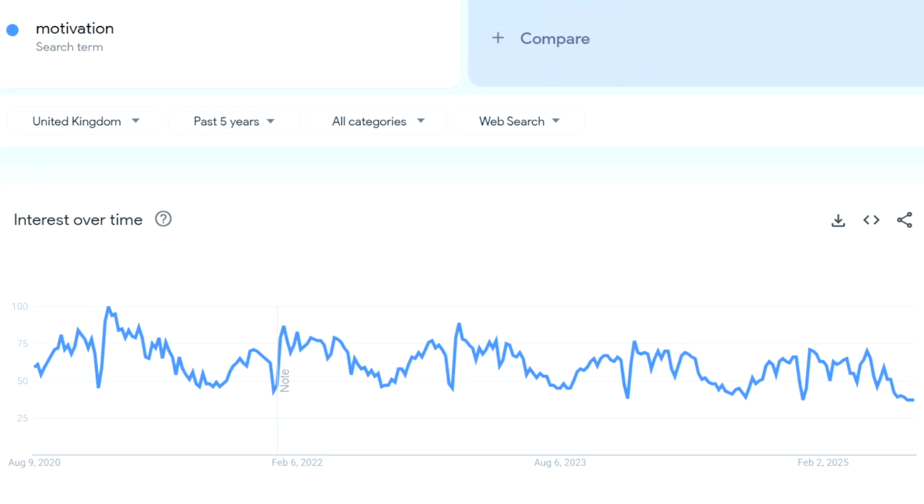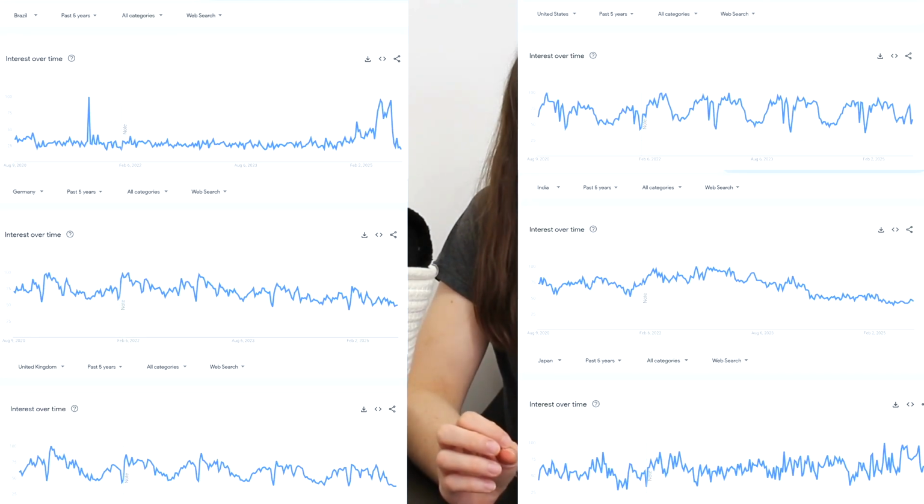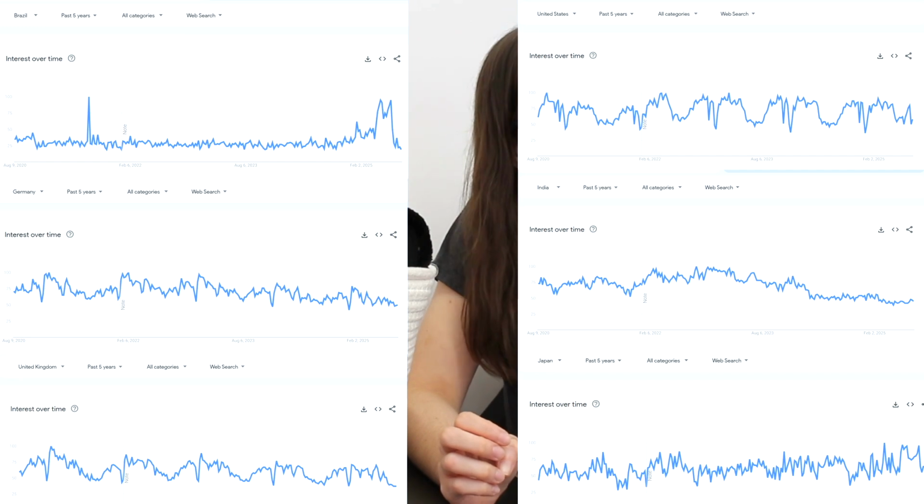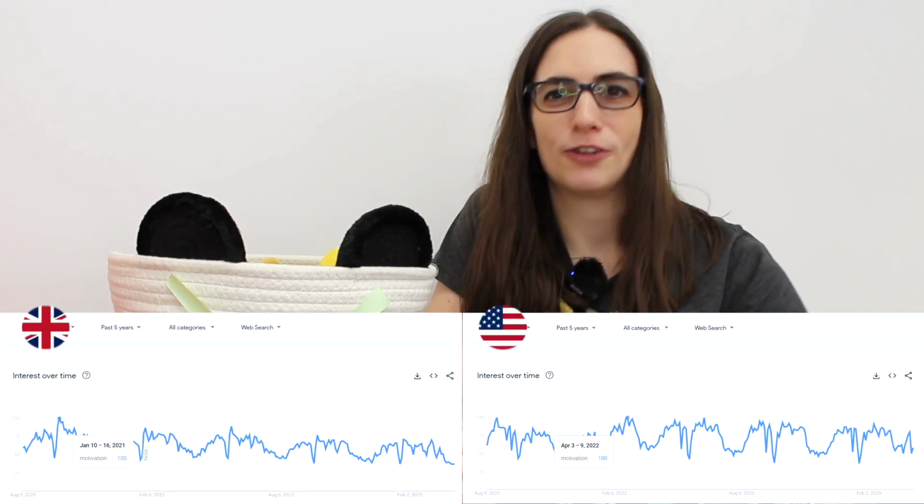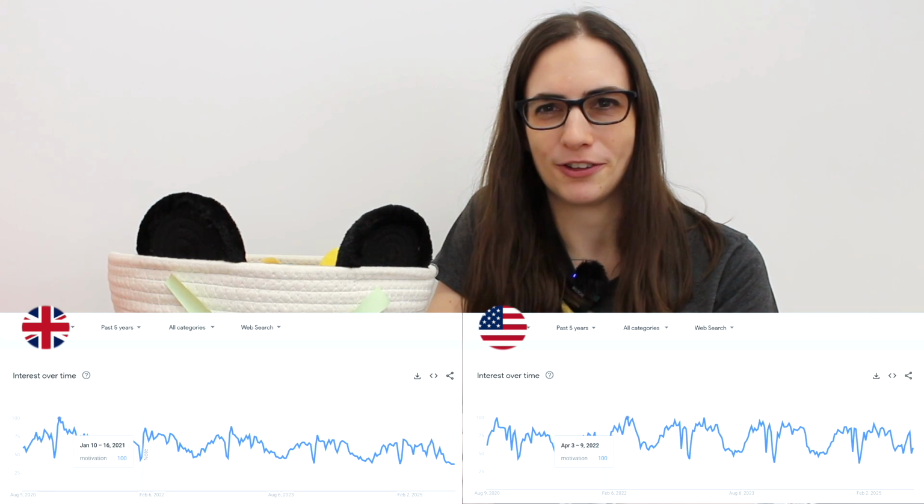I've gone and downloaded Google search data for motivation over 5 years for 6 different countries in the world, linked it all up together so we have one big data set that shows for each of these countries how motivation changes over time. But we still have a problem because we don't know whether the US 100 is higher or lower than the UK 100 and how to compare across different countries.